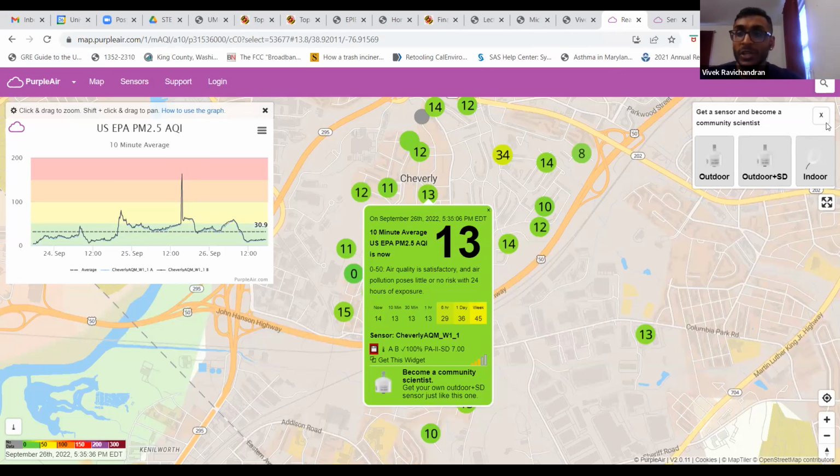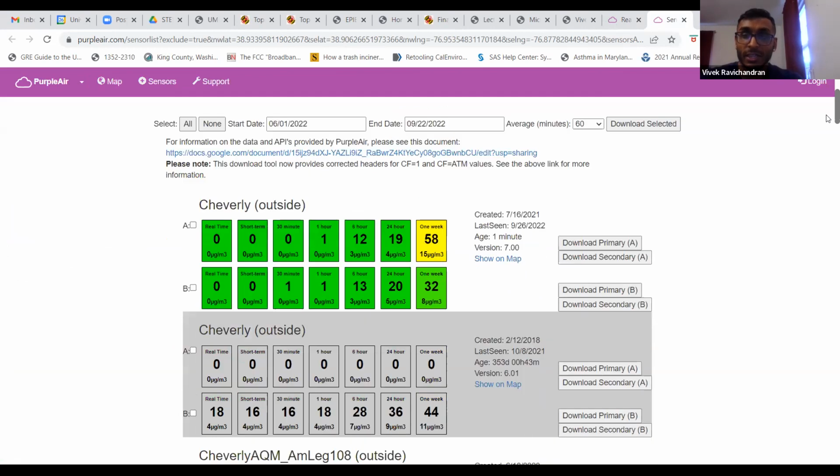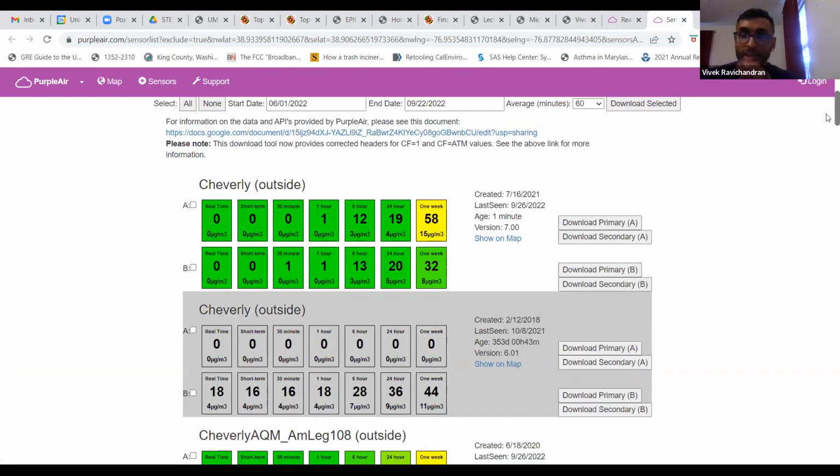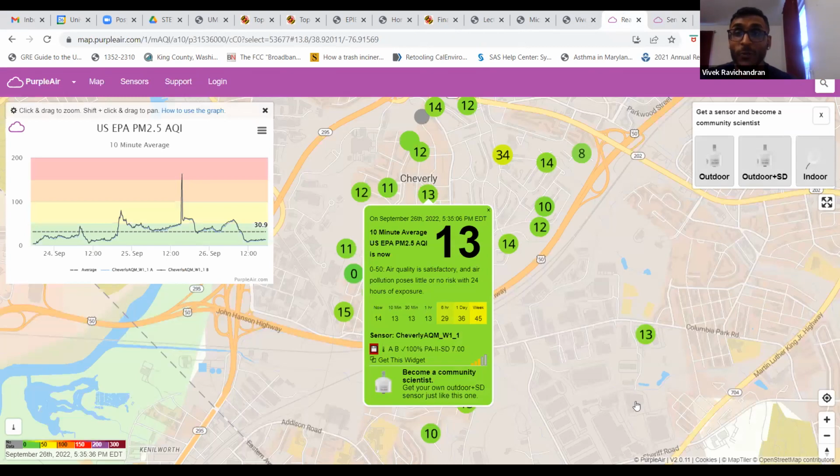The Purple Air interface, or however we call it, is very interesting because it doesn't just pull up the Purple Air monitor that you clicked on, it pulls up every Purple Air monitor that's in your window.